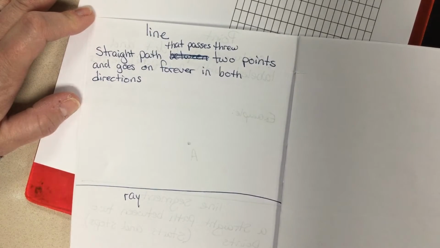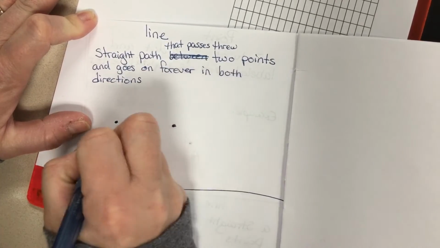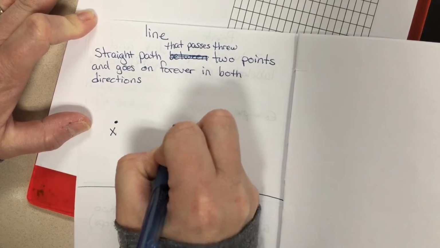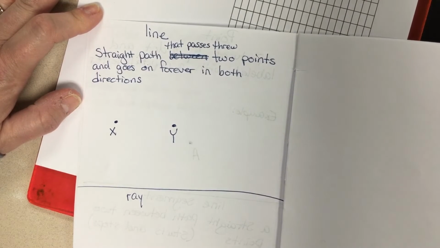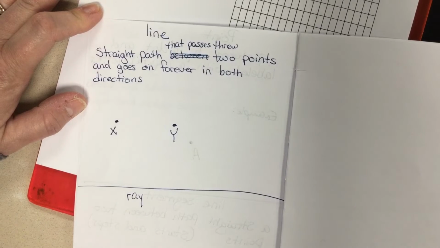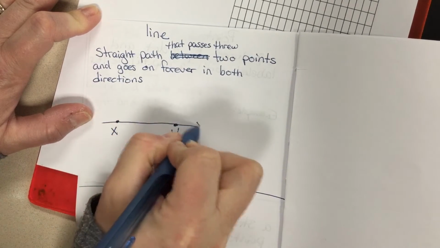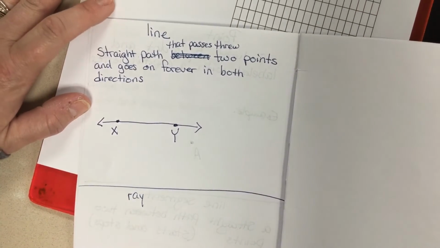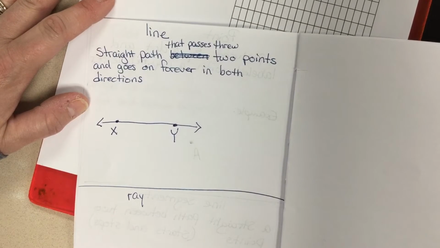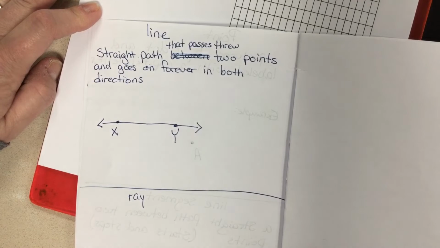Okay, so we have our point again. This time I'm going to use X and Y for my points. My definition says it's a straight path and it passes through these 2 points. And it goes on forever in both directions. So these ones have arrows at the ends of them to show that this is a continuing line. It keeps going and going and never stops.